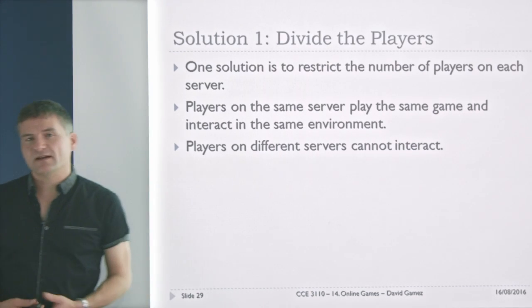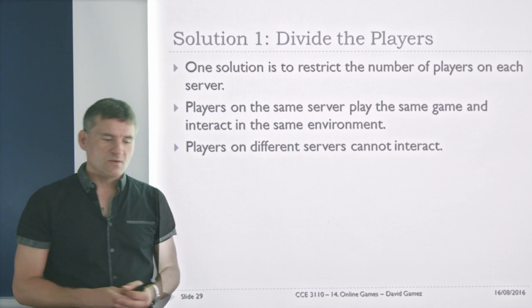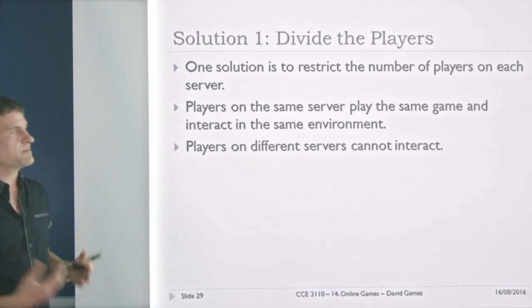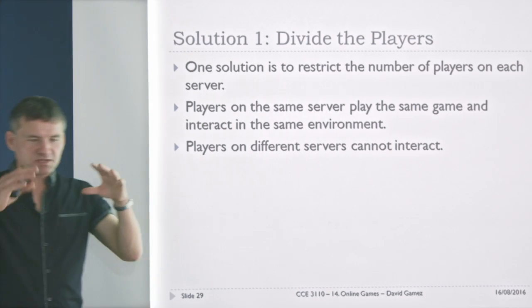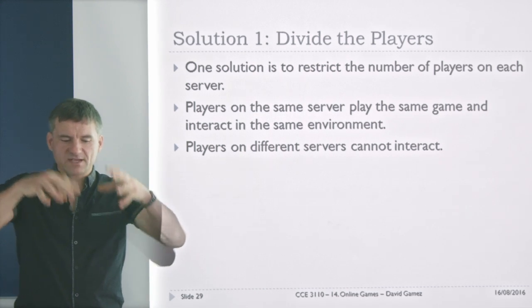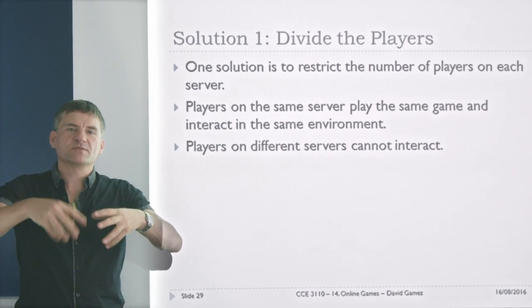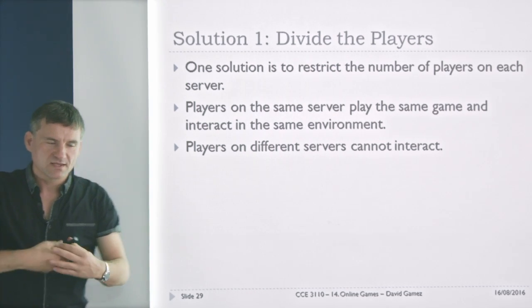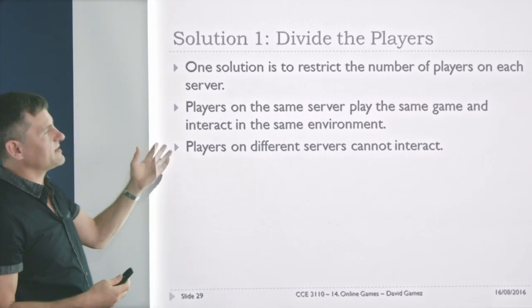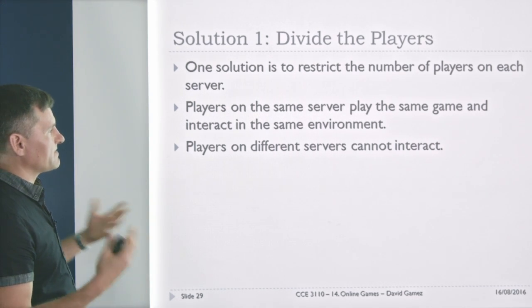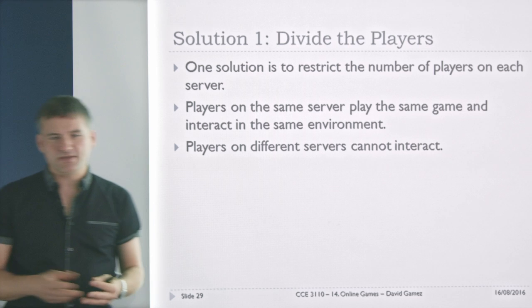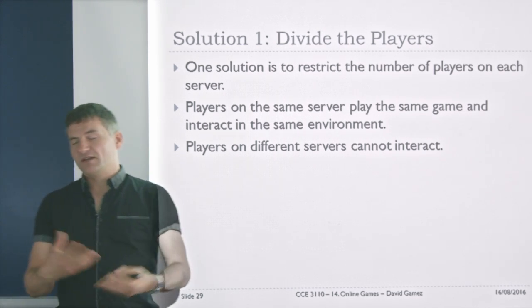So how can you handle that at an architectural level? Well, one way you can do this is just limit the number of players on each server. So each server runs a particular game, and there's a limit on the number of people that can play that game on that server. Players on the same server play the same game, same environment, but players on different servers cannot interact. So supposing you had a game with, let's say, a forest.